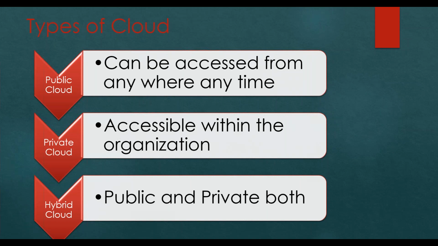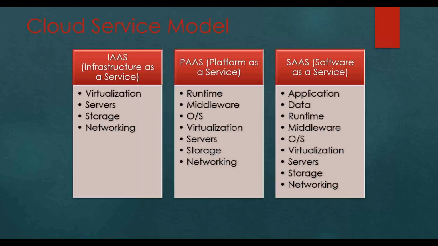If we talk about the cloud service models, there are three types of models which come as part of IT. One is IaaS, the second is PaaS, platform as a service, the third is SaaS, software as a service. If we talk about IaaS, IaaS stands for infrastructure as a service. If we take IaaS services from the cloud vendor, what comes as part of the IaaS? The first thing is virtualization, the second is servers, the third is storage, and then networking.